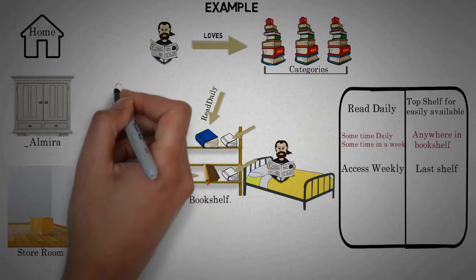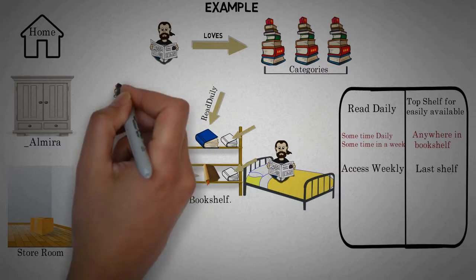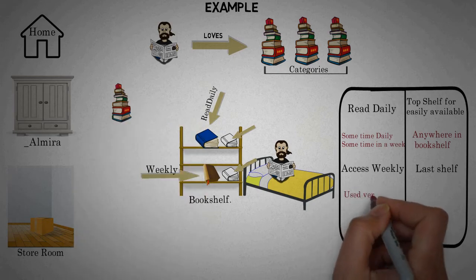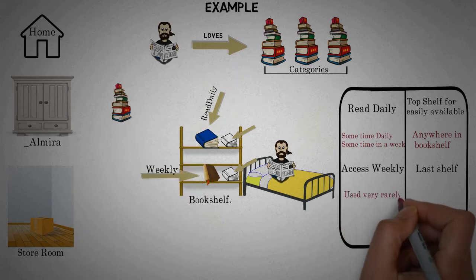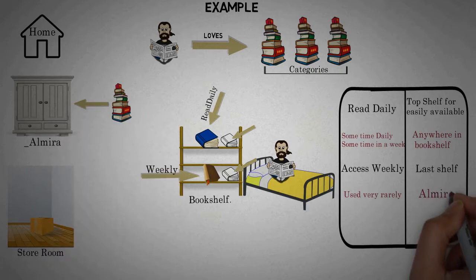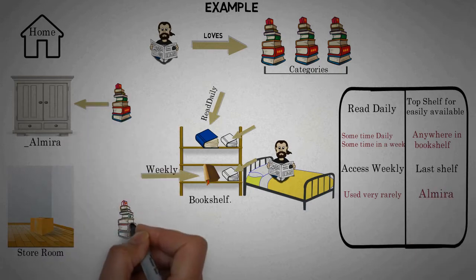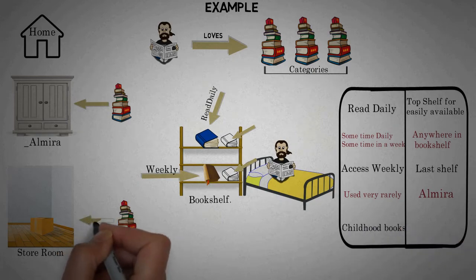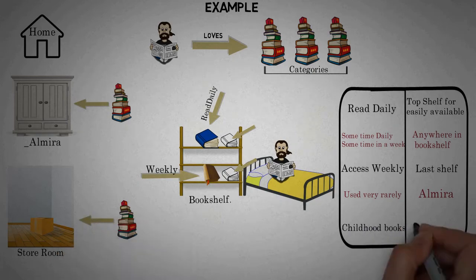There are some books which you have completed already, but maybe you will read them someday. So these books are going to have very rare access, and you keep those books in the almirah. And lastly, there are some books from your childhood which you read long ago, and you don't know when you are going to access them again. So definitely these books are going to be stored in the storeroom.